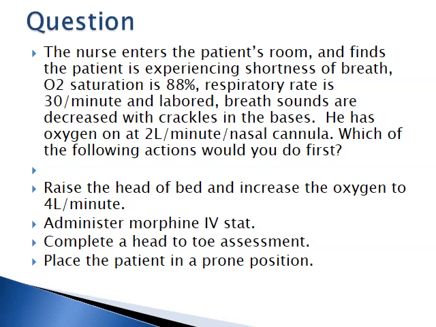Okay, so let's look at this question together. The nurse enters the patient's room and finds the patient is experiencing shortness of breath, an O2 sat of 88%, the respiratory rate is 30, it's labored, the breath sounds are decreased, and they have crackles in the bases. Oxygen's on at 2 liters per minute per nasal cannula. Which of the following actions would you do first?